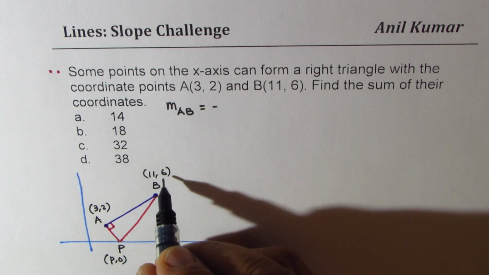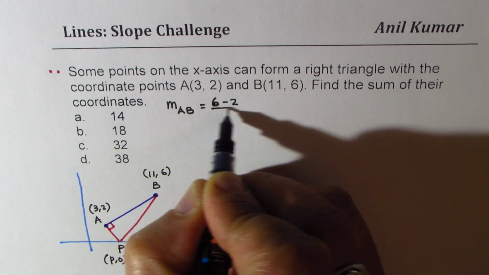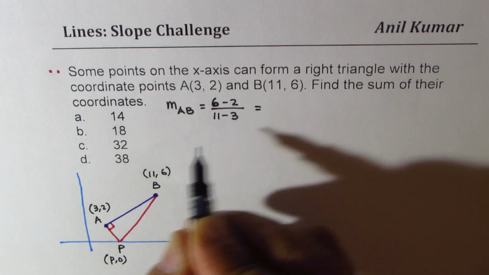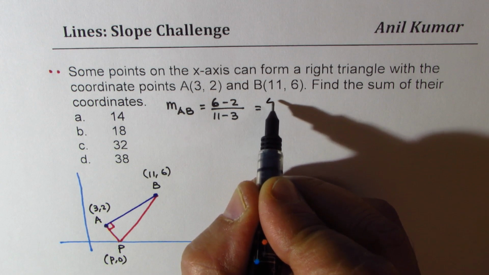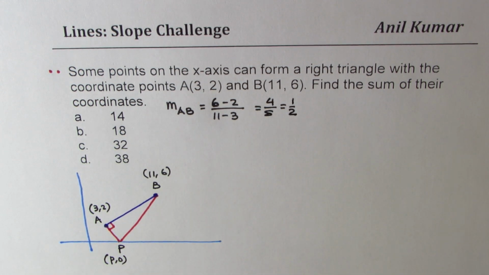So slope AB will be 6 minus 2 divided by 11 minus 3. So the slope of AB is 6 minus 2, which is 4, and 11 minus 3 is 8. We get a slope of half.